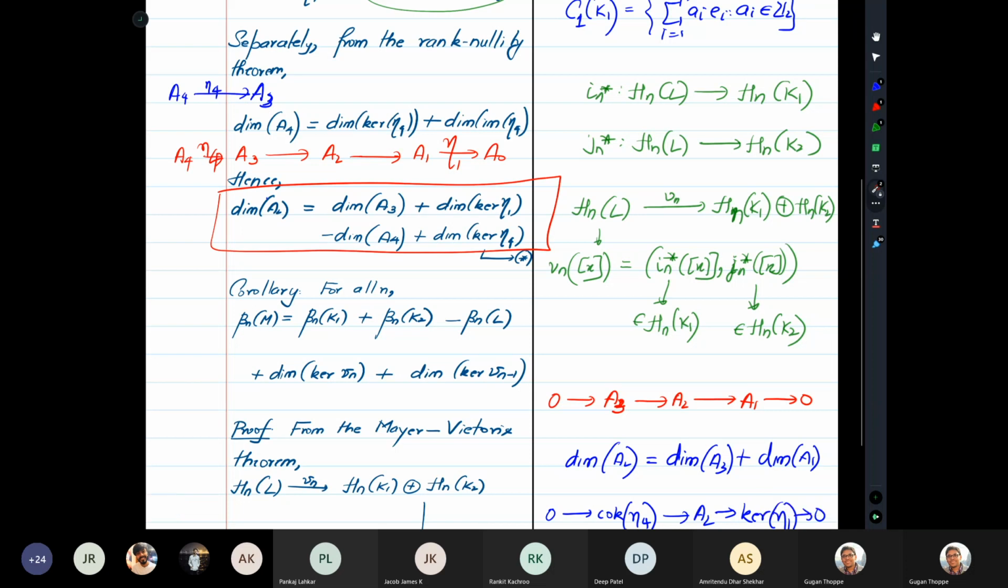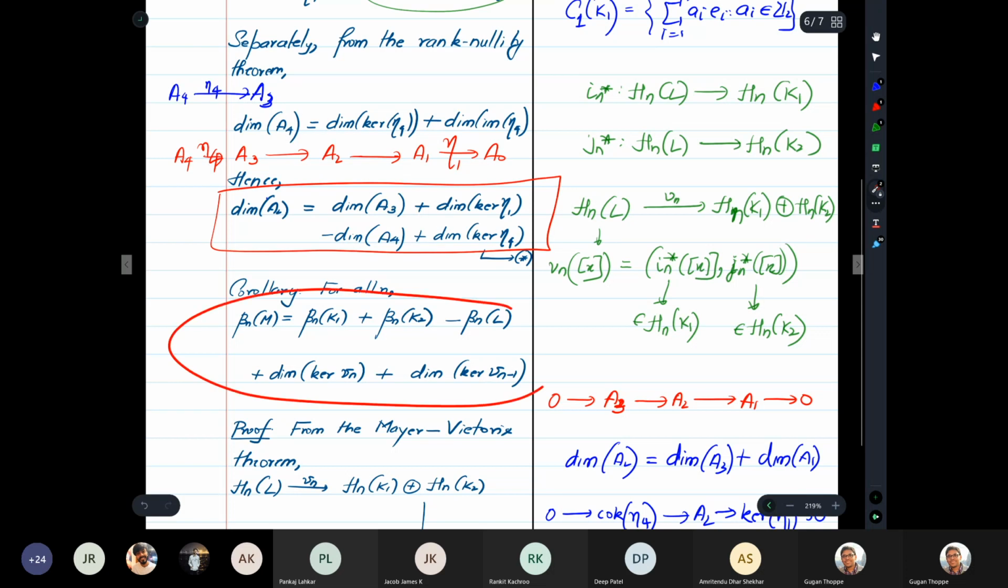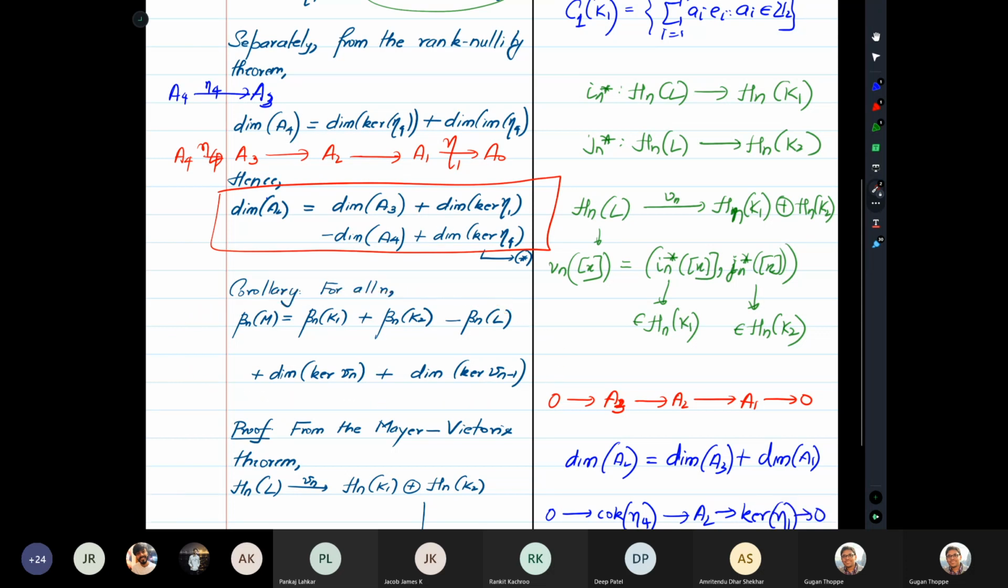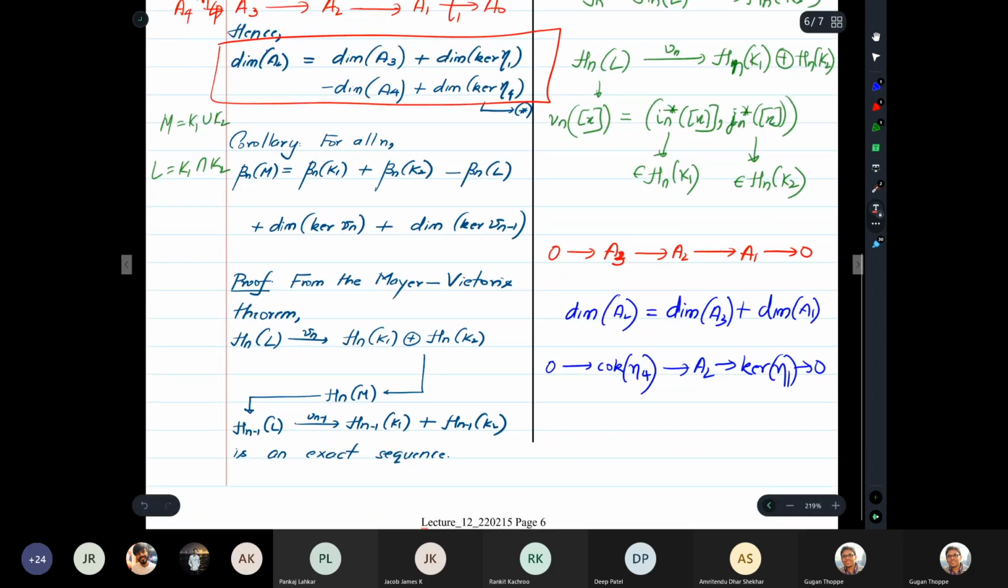So at the end of the day, if you did not understand what this Mayer-Vietoris theorem is doing and how it is useful, well, the answer is that the Mayer-Vietoris theorem at the end of the day enables us to derive this relationship over here. And as you can see, this relationship relates the nth Betti number of this simplicial complex M. So recall what M was. This was K1 union K2 and L was K1 intersection K2, right? So this is how the Betti numbers of these different entities are related to each other. Is this okay?